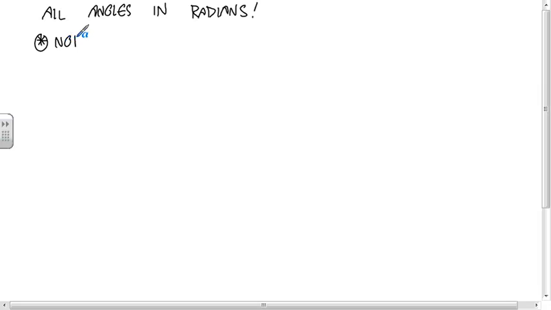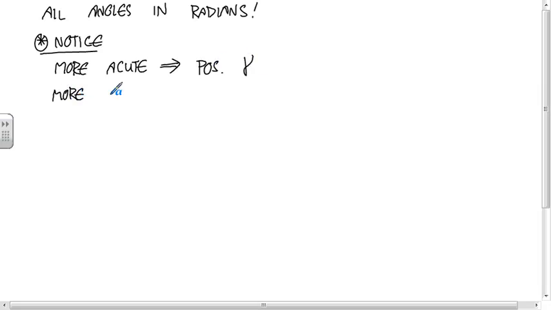Okay, so notice, if the angle gets more acute, then you get a positive shear strain. If the angle gets more obtuse, you get a negative shear strain.